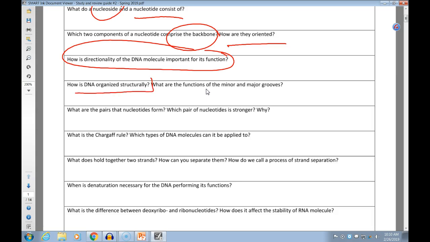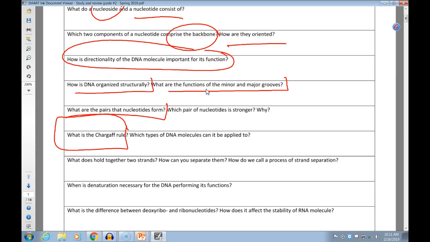Structural organization: anti-parallel, double helix. The functions of the minor and major grooves are binding of the proteins. Pairs A, T, G, C, and remember that AT pair is weaker than GC pair because AT pair forms only 2 hydrogen bonds while GC forms 3. Chargaff rule.